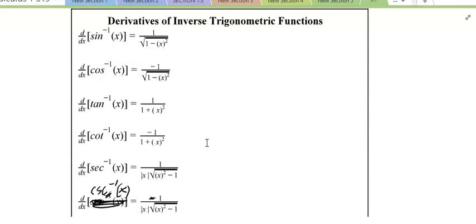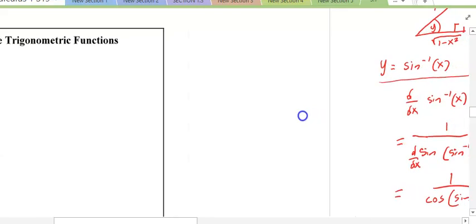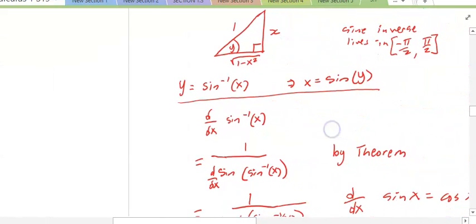d dx of secant inverse of x is equal to 1 over absolute value of x times square root of x squared minus 1, and d dx of cosecant inverse of x is equal to negative 1 over absolute value of x times the root x squared minus 1. We will now take the time to prove the first one, d dx of the sine inverse of x is equal to 1 over the square root of 1 minus x squared, and the rest we will leave for an exercise for you.